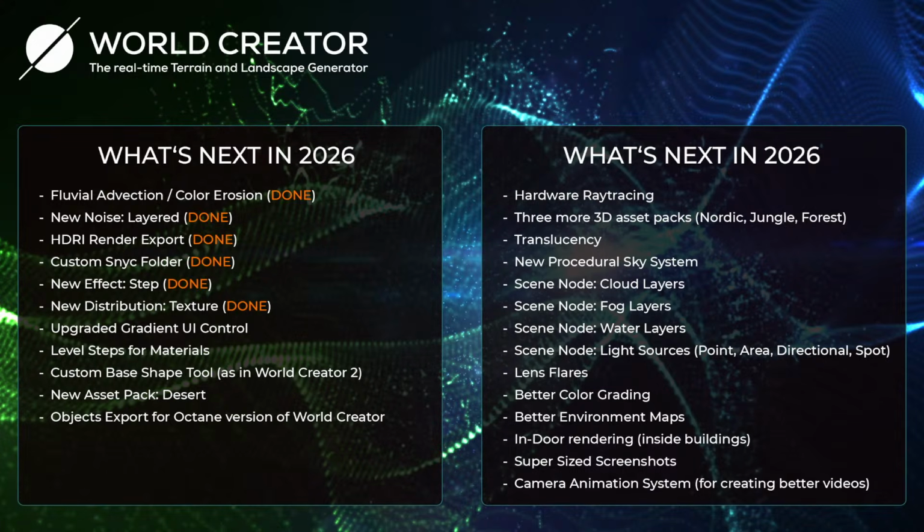Then we have a new distribution. It's called texture, right? This is mainly so that you can import any kind of image you have on your PC into the distribution stack directly. You could, in theory, do this before by creating a mask, loading a texture in there, and then referencing the mask in the distributions. But that is quite complicated, so we added that to simplify it.